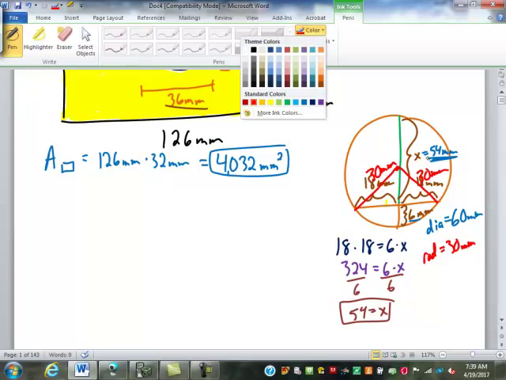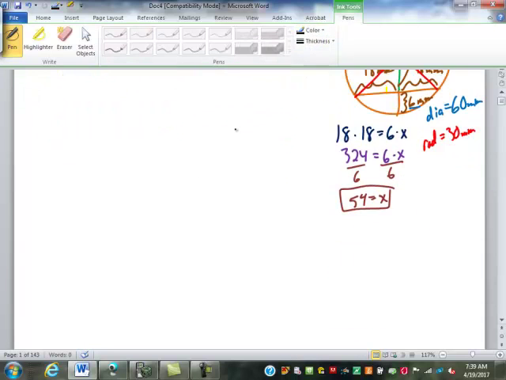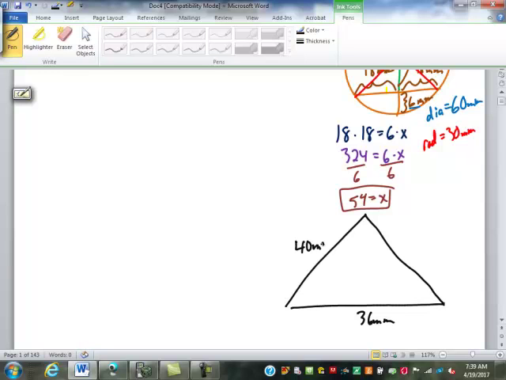So I'm going to focus now on that triangle a little bit. This is 36 millimeters across here. This is 30, and this is 30. If I cut this down through here, 30, sorry. You're right, 30. Thank you.